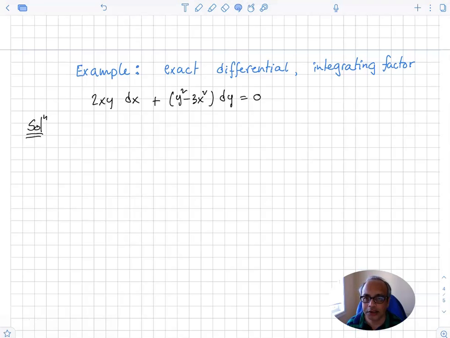In this lecture, I will show you two examples for exact differential equation showing method of integrating factor. So in the first example, 2xy dx plus (y square minus 3x square) dy equal to 0. We know that in order for the equation to be exact, it has to be in this form.